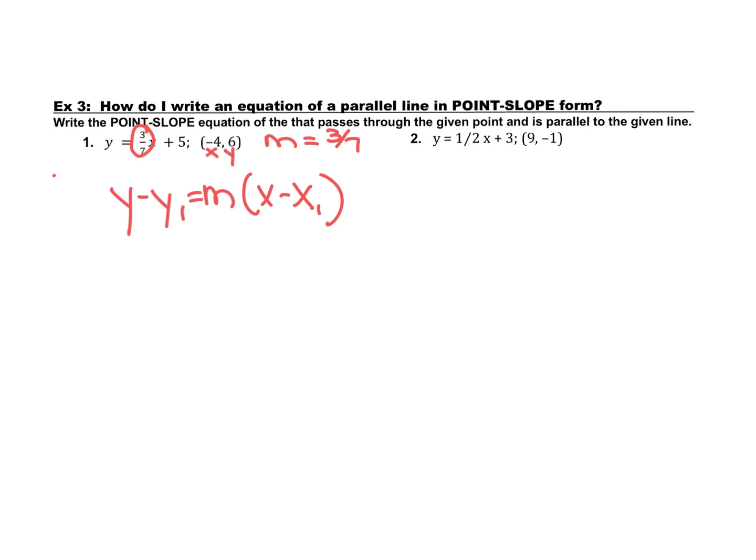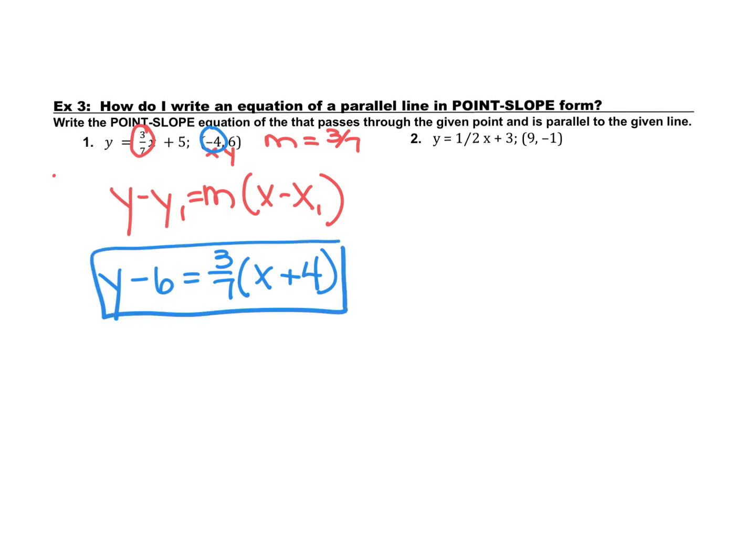As we plug it in, we're going to have y minus 6 is equal to our slope of 3/7 times x minus negative 4, so you're going to have plus 4. Minus negative 4 is going to be a plus 4. And then you're all done. It's in point-slope form.